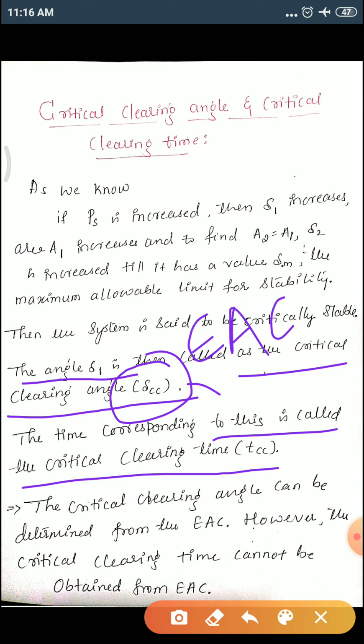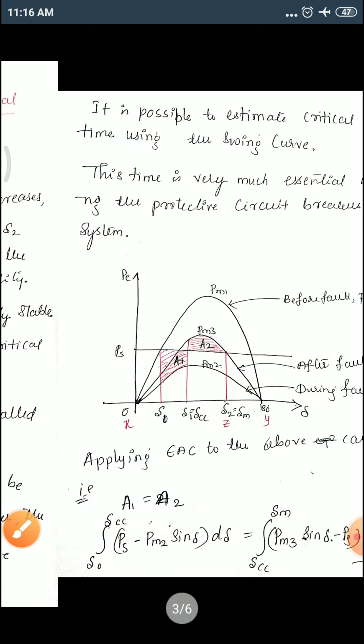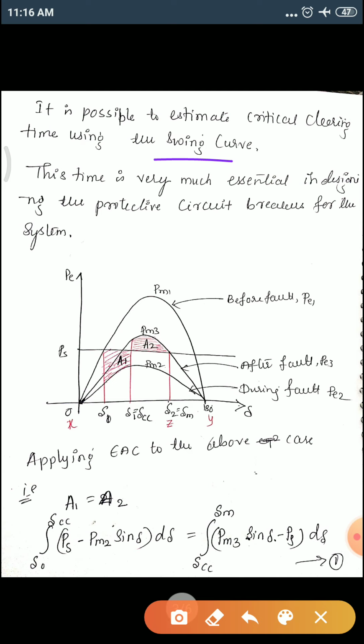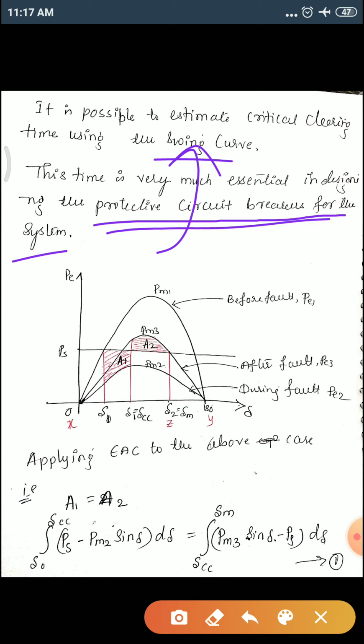But the critical clearing time tcc cannot be found by the equal area criteria. It has to be calculated from the swing equation. Remember, this critical clearing time is very important because it is needed to design the protective circuit breaker for the system. So we make use of the swing curve; once we solve the swing curve, we get the critical clearing time, which is very important for designing the protective circuit breakers.